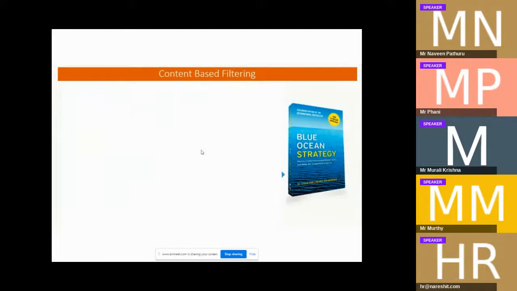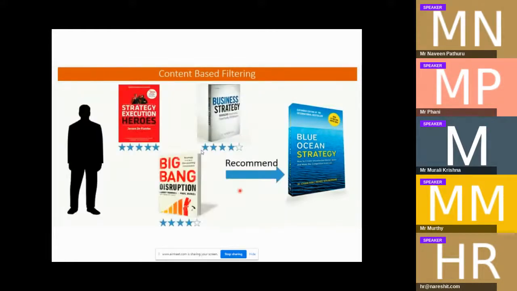On a fine day, let's say there is a new book coming up. It's called Blue Ocean Strategy. That is also a management related book. What can we do? Now we can start recommending Blue Ocean Strategy to John. Why? Because he's buying all the management related books. This is called content based filtering.